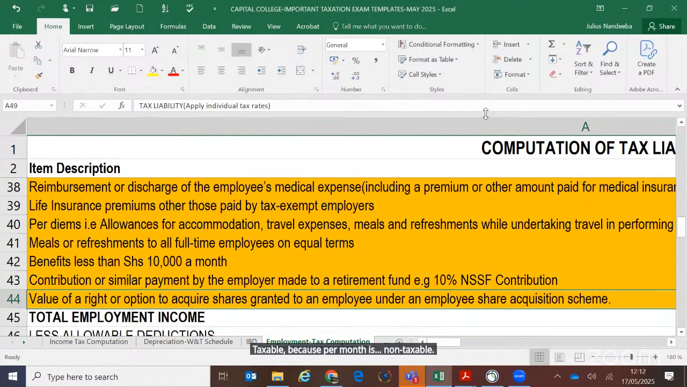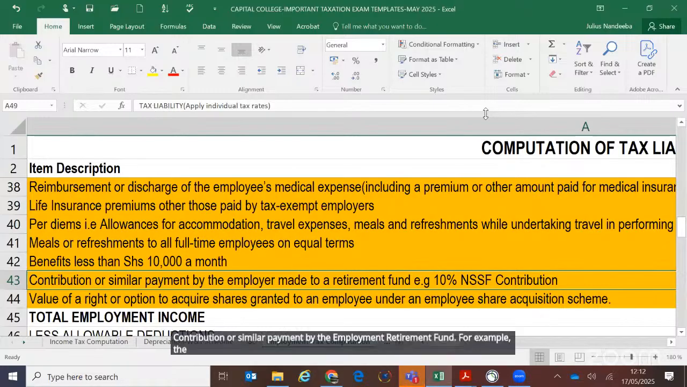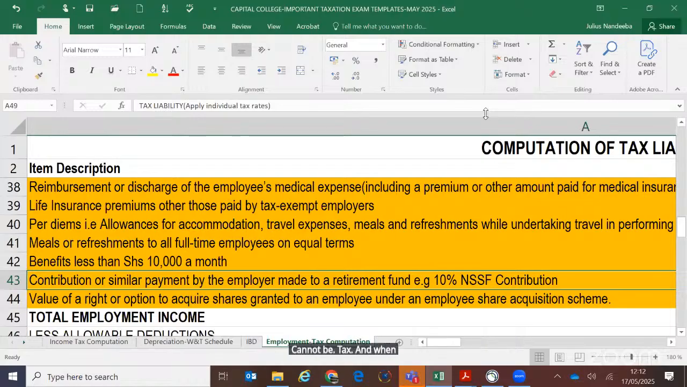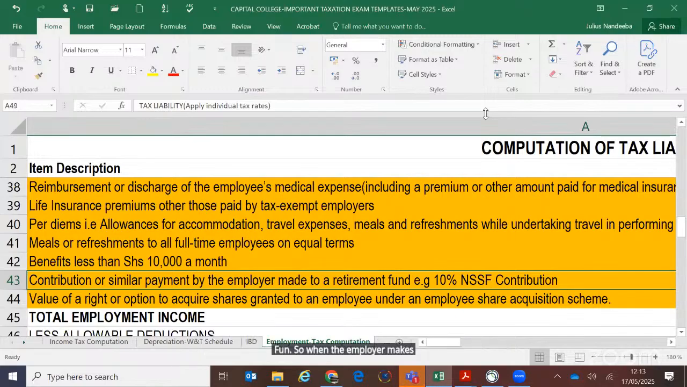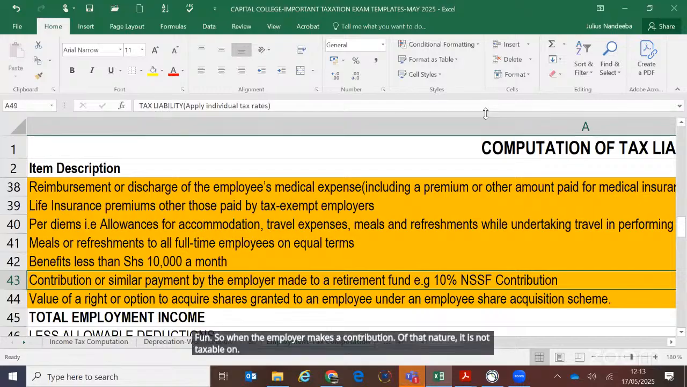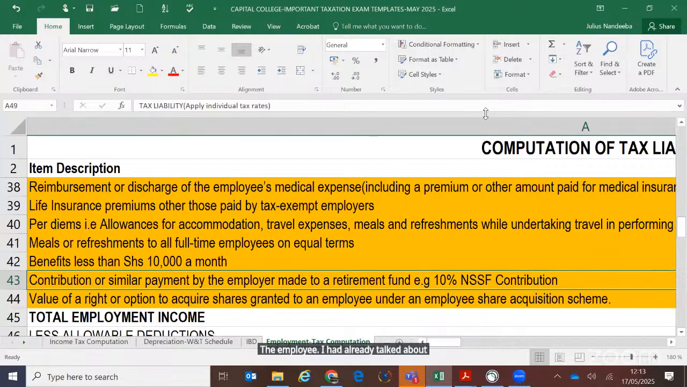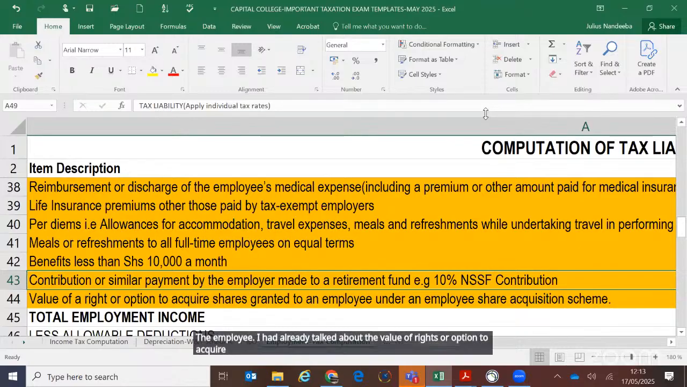Contribution or similar payment by the employer to a retirement fund. For example, the 10% they add for you on your NSSF cannot be taxed. And when we talk about retirement fund, by whatever name it is, whether it is provident fund, whether it is called retirement benefit scheme, whether it is called the NSSF, it still remains a retirement fund. So when the employer makes a contribution of that nature, it is not taxable on the employee. I had already talked about the value of rights or option to acquire shares, so I want to repeat that.